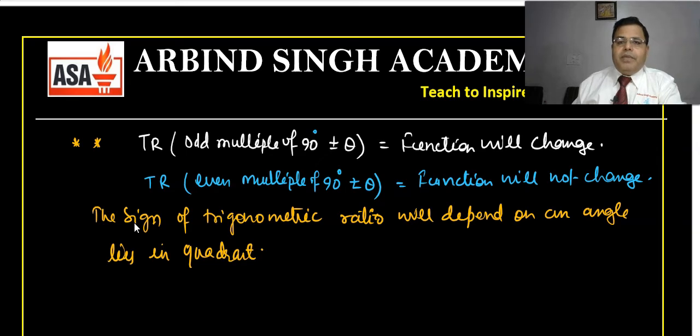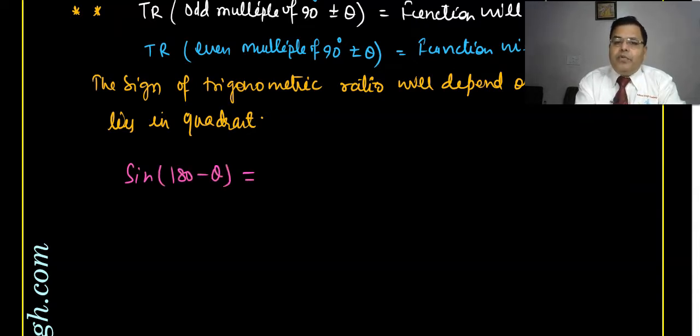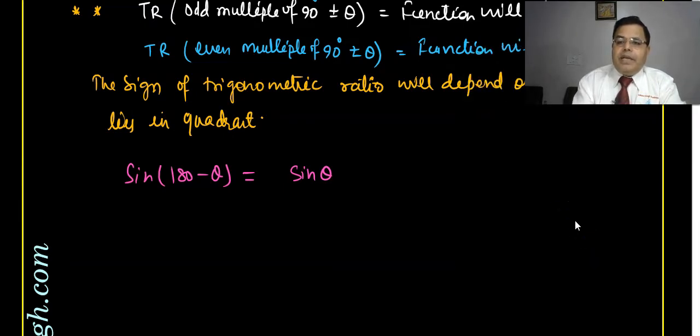So for example, if I am writing sine 180 minus theta, 180 is 2 times multiple of 90, and 2 is an even number, so function will not change. And sign, we will take care of sign. And how will sign be decided? Here, let me draw one more so that it will be convenient to explain this. Think.